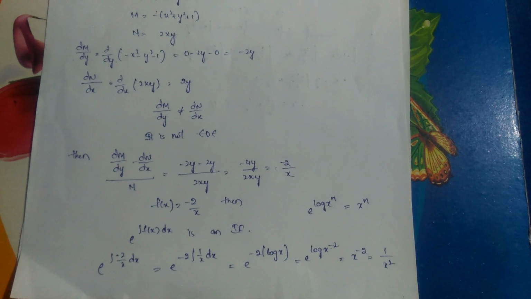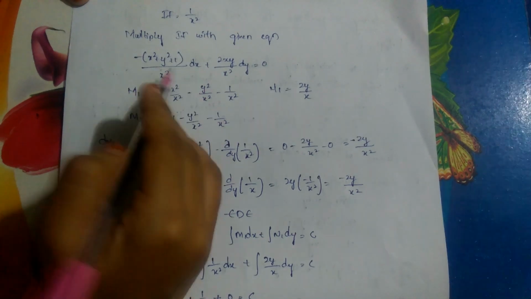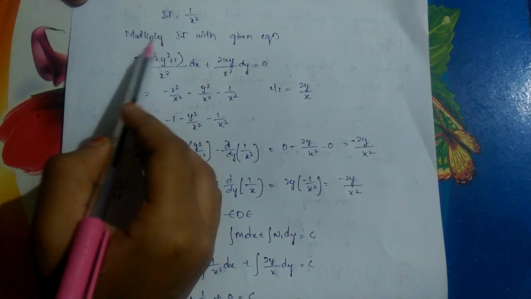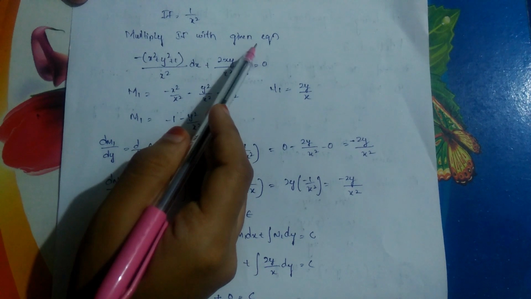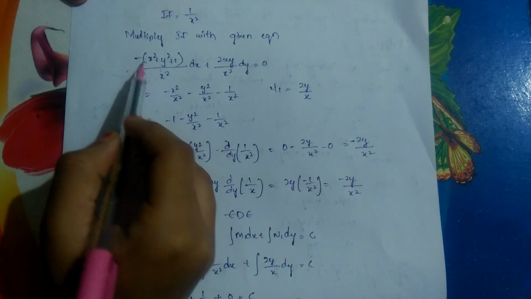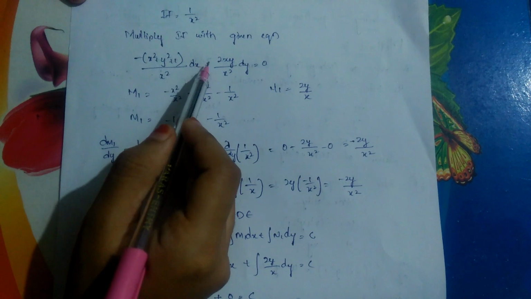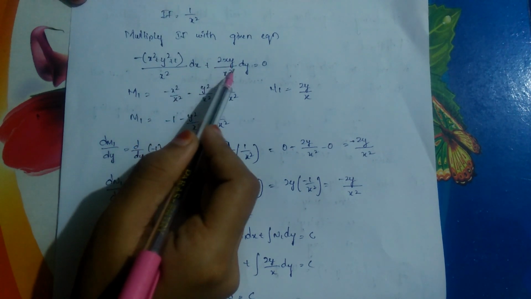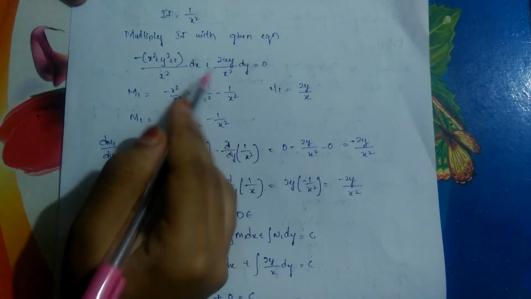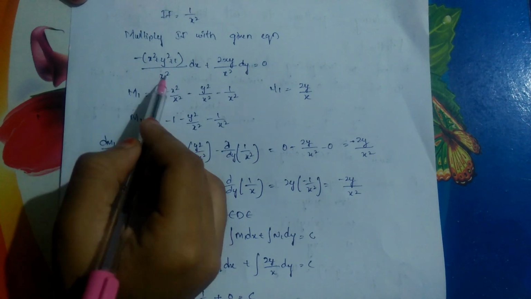Now we have to multiply this integrating factor to the equation. So the integrating factor is 1 by x square. Now multiply this integrating factor with the given equation. So minus of x square plus y square plus 1 divided by x square into dx plus 2xy divided by x square into dy is equal to 0. Now write these terms separately.